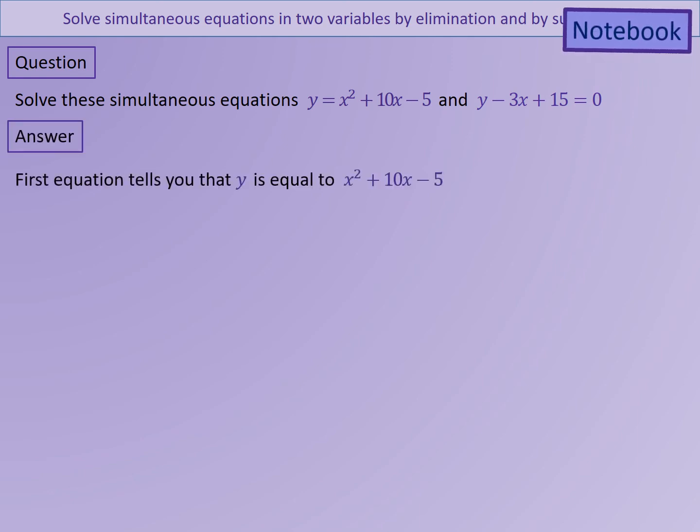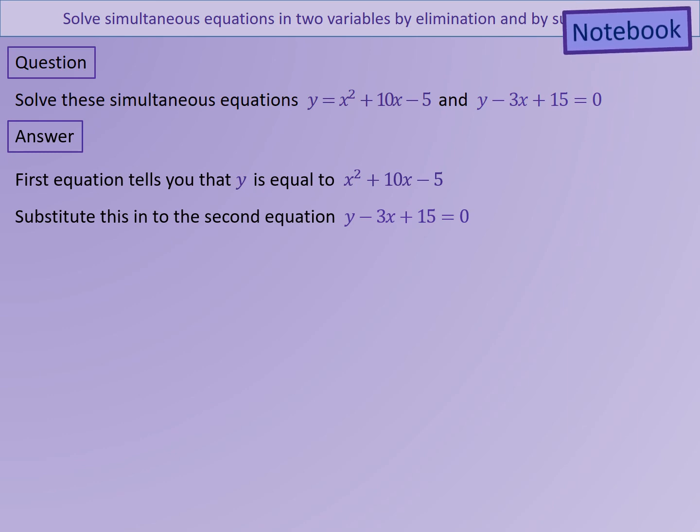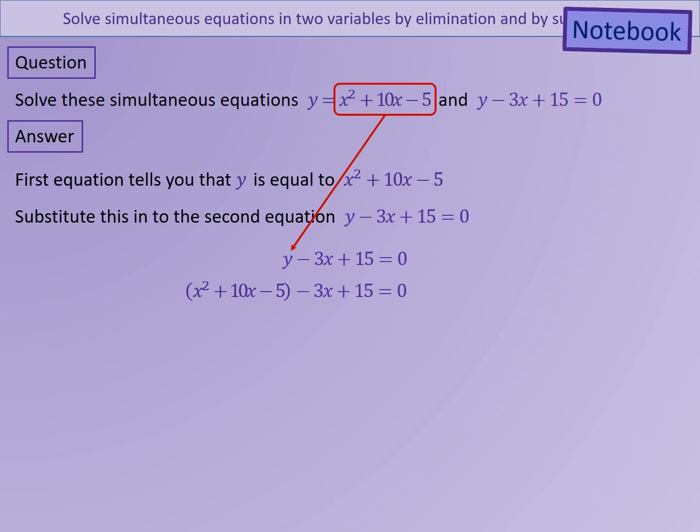So here's my answer. Now again, in the first equation, I am explicitly told that y is equal to x squared plus 10x minus 5. So I am now thinking about, where can I put that information? So I'm going to go to my second equation and I'm going to replace the y within that second equation with x squared plus 10x minus 5. And what I'm doing there is I am eliminating the y variable. Now, if that y variable appears more than once within the second equation, I just replace it as many times as I need to. Now it's time to work through the algebra.